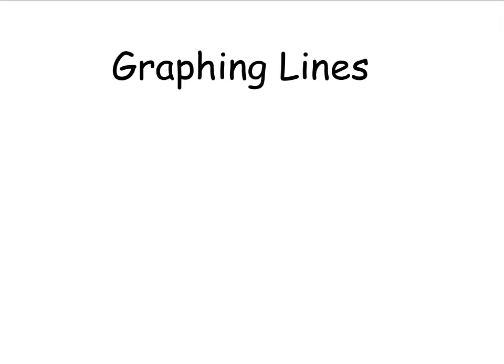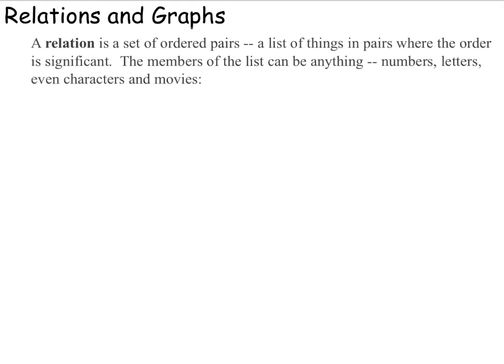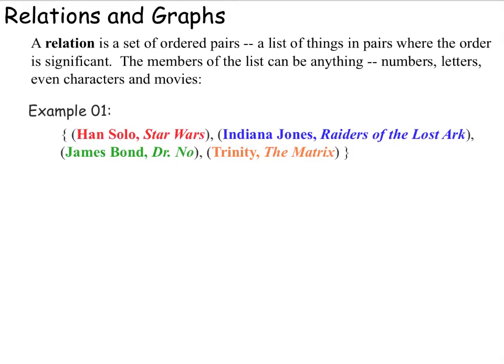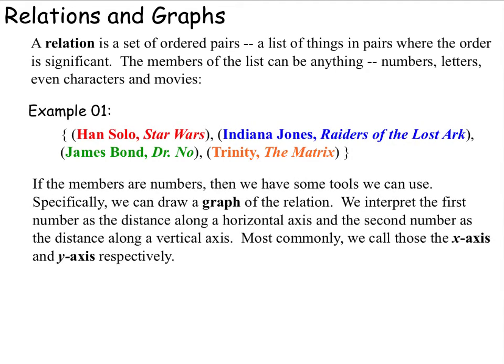Welcome to the tutorial on graphing lines, a skill with application in many math courses. First, some background. A relation is a set of ordered pairs, a list of things in pairs where the order is significant. The members of the list can be anything: numbers, letters, even characters in movies. If the members are numbers, then we have some tools we can use.